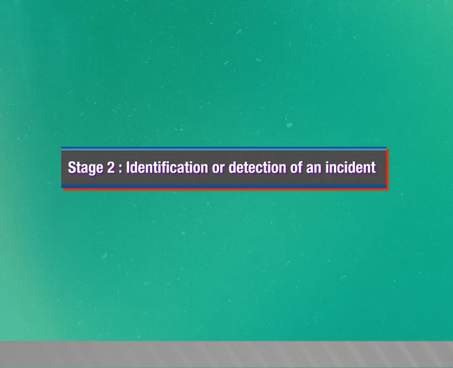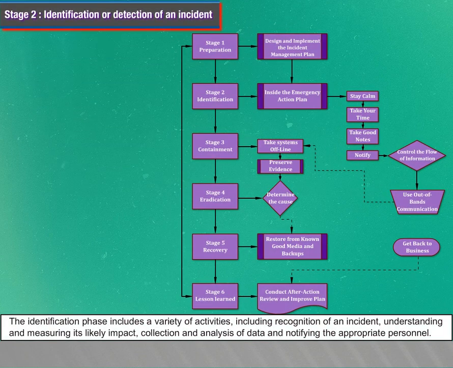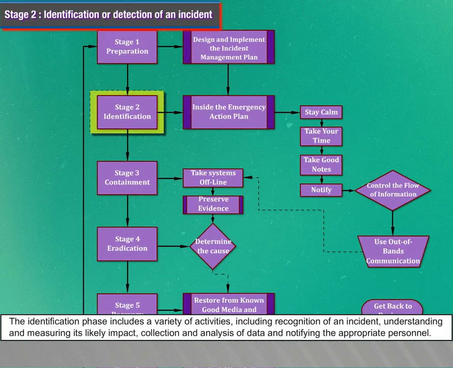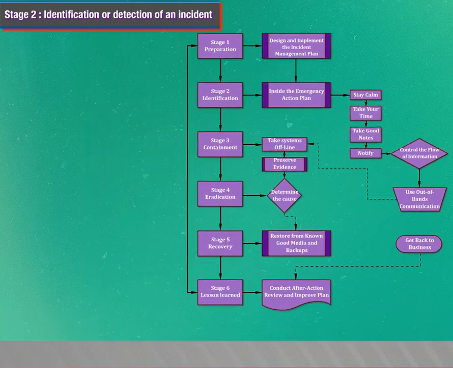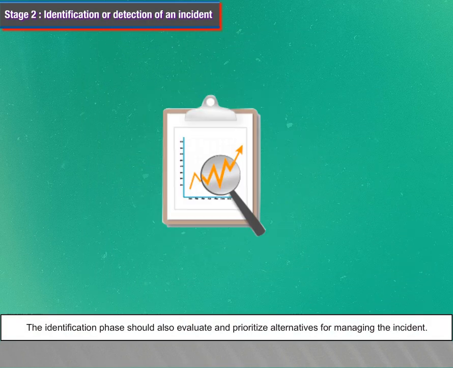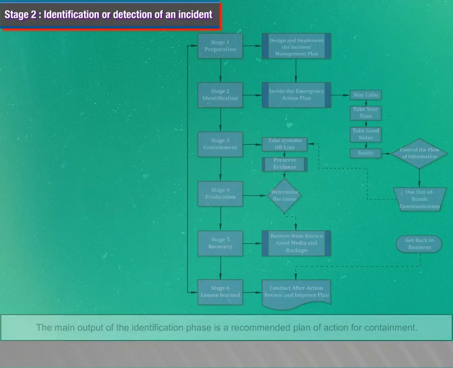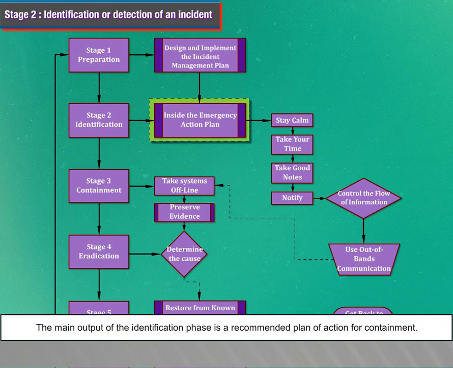Stage 2. Identification or detection of an incident. The identification phase includes a variety of activities including recognition of an incident, understanding and measuring its likely impact, collection and analysis of data, and notifying the appropriate personnel. The identification phase should also evaluate and prioritize alternatives for managing the incident. The main output of the identification phase is a recommended plan of action for containment.